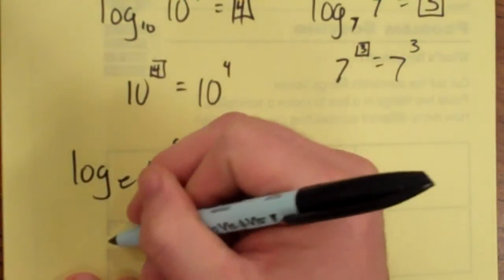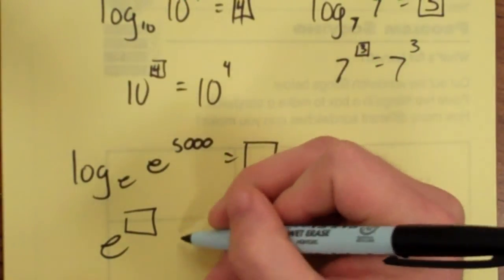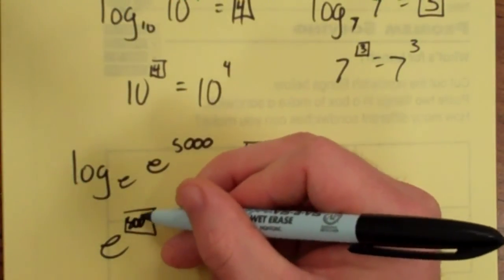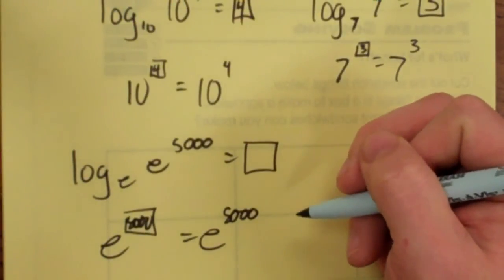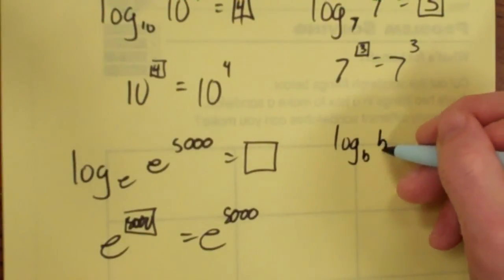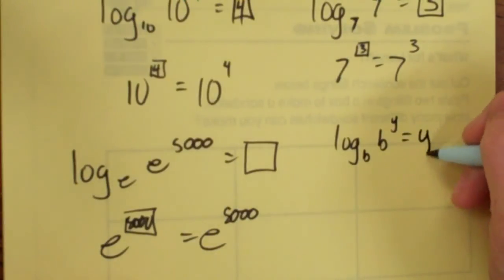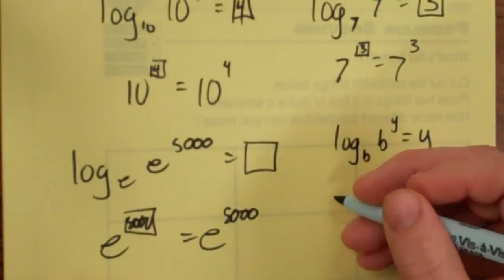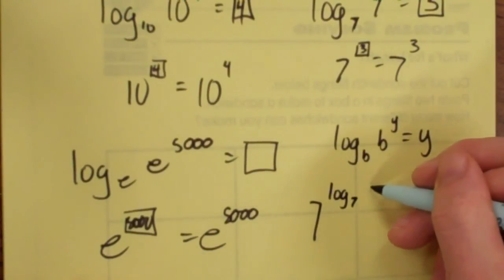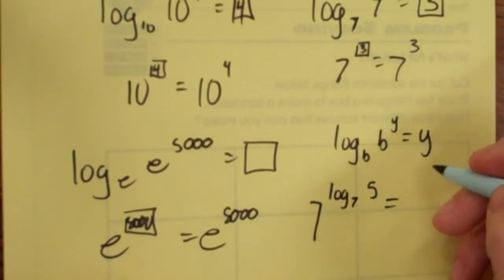So log base e of e to the 5,000, e to the what is 5,000? Or e to the what is e to the 5,000? Well, it only makes sense that it's 5,000, right? So here's one property. Log base b of b to the y. The b's kind of cancel. I don't really like that term, but cancel, and that's y. Okay. In the same way, you can verify this yourself. Say 7 to the log base 7 of 5. The 7 and this log base 7 cancel each other out, and you get 5.